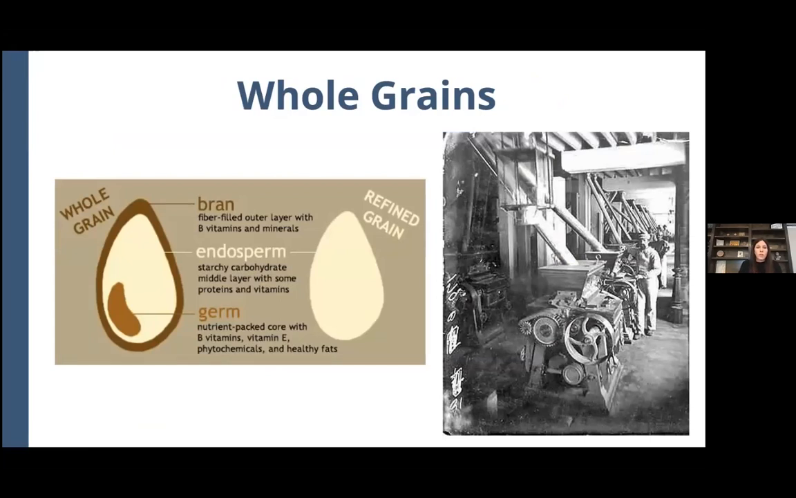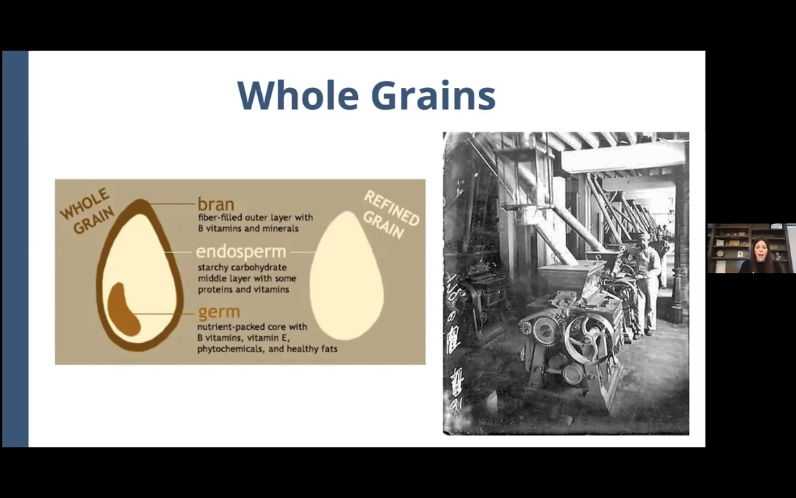And the bran and the germ are packed with vitamins and minerals and nutrients. And then you have the inside of that grain, which is more of the starchy carbohydrate with some protein and vitamins as well. But in that outer shell, you have things like vitamin B and vitamin E and phytochemicals, which are things that help with oxidation and inflammation.